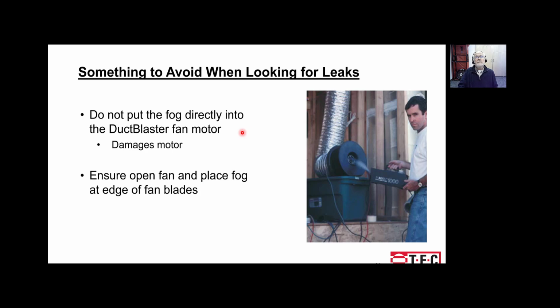This is another use of theatrical fog where Mike Uniac, a friend of mine, is injecting the theatrical fog into one of our duct blaster fans that's pressurizing a residential duct system. And then you go on the outside of that duct system and you see where the fog is pouring out. But in this case, he's shooting the fog right at the motor of the fan, and that motor is a brush type motor, and it now gets gunked up with this fog fluid, and then dirt sticks to it, and before long the motor will need to be repaired, and so this is a no-no to do it like this.